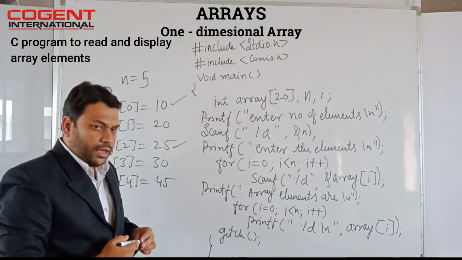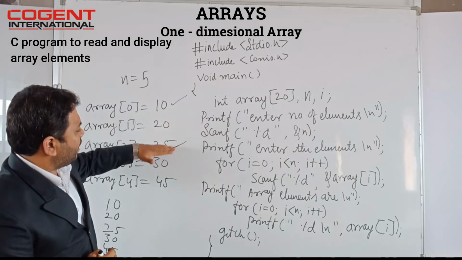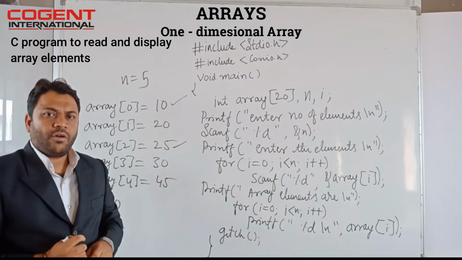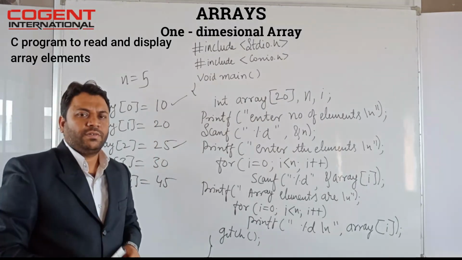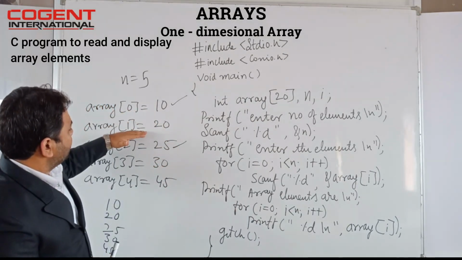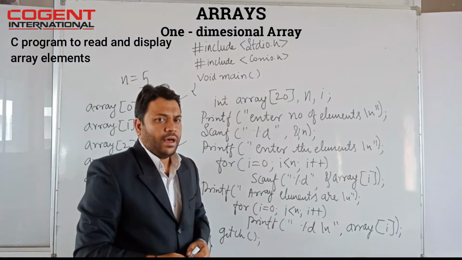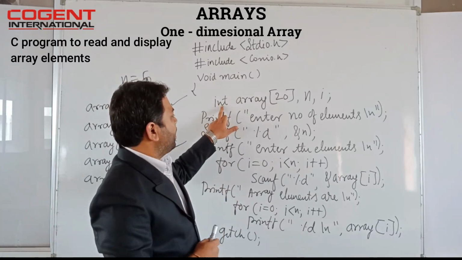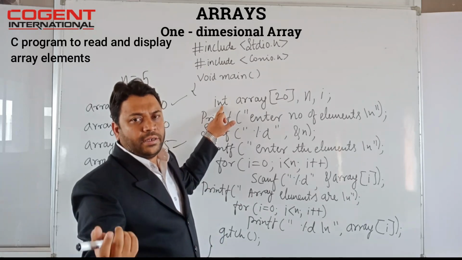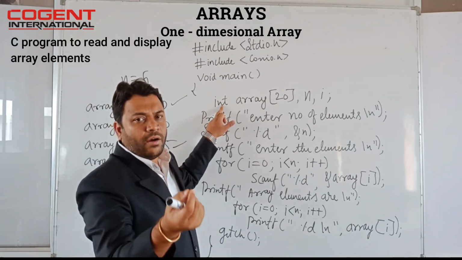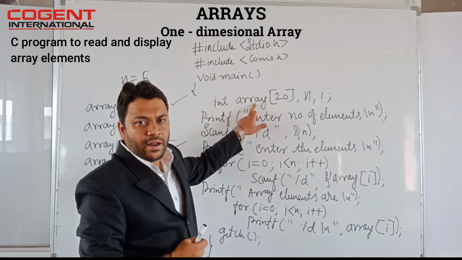So this is how the array works. An array is a collection of similar types of data or values. In this example we have integer values which are stored in consecutive memory locations. How are we going to declare an array? It is declared with the data type. The data types are integer, double, then we have character, then we have string, and then the name of the array.